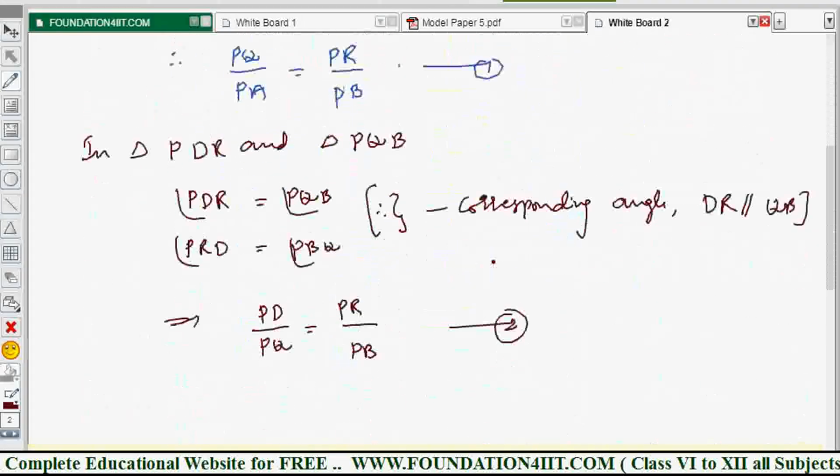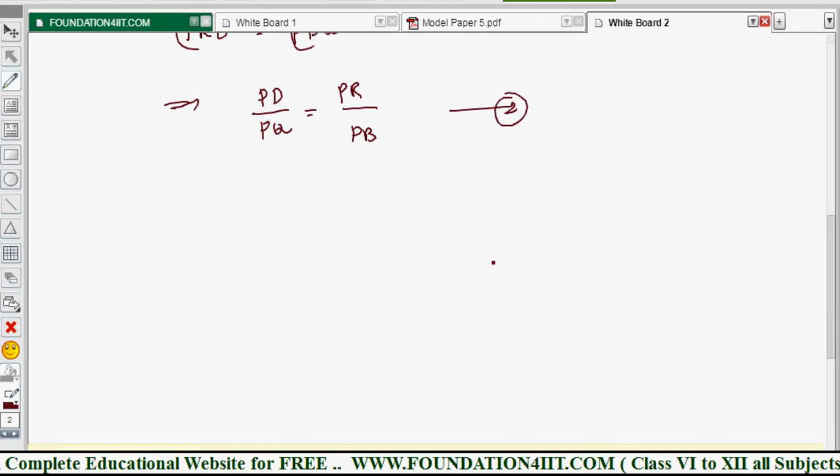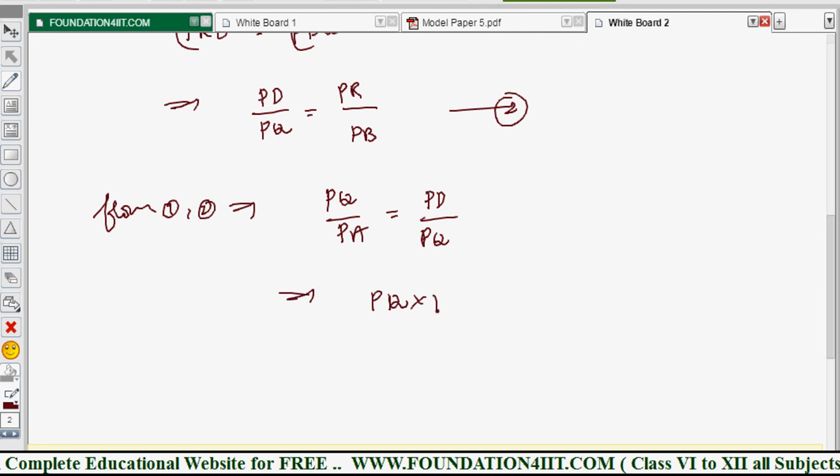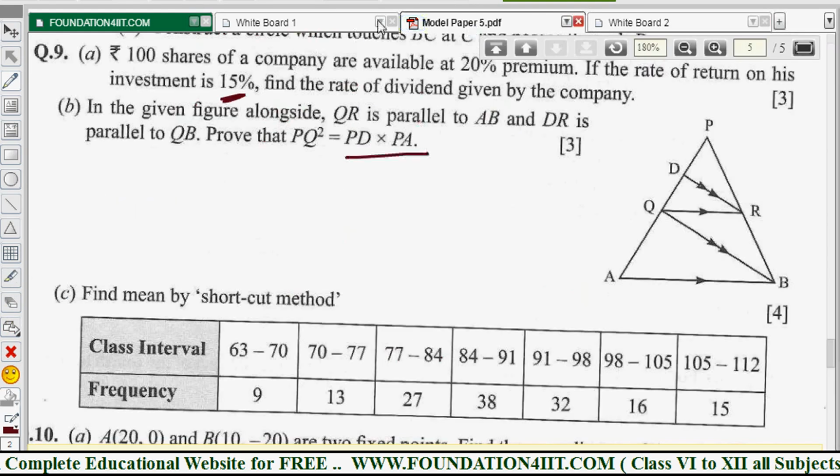Now from first and second, the RHS is the same, so we equate the LHS. So from 1 and 2, PQ by PA is equal to PD by PQ. Just do cross multiplication: PQ into PQ is equal to PA into PD. Then PQ square is equal to PA into PD. That is what we needed to prove here. PD into PA, both are the same.